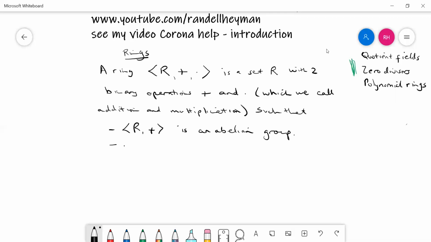The next thing that we need is that multiplication, which I'm calling multiplication, it's just that second operation, has to be associative. So we saw this in groups as well. So what do I mean by that? That is, A times B times C must equal A times B times C, grouped either way.